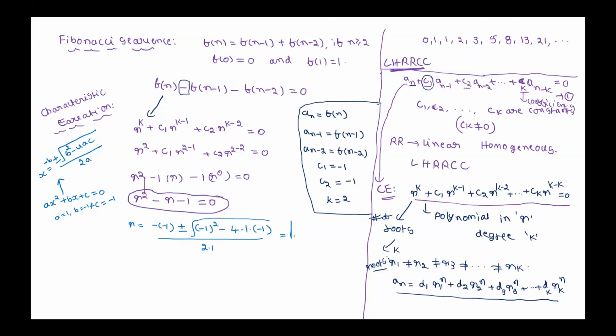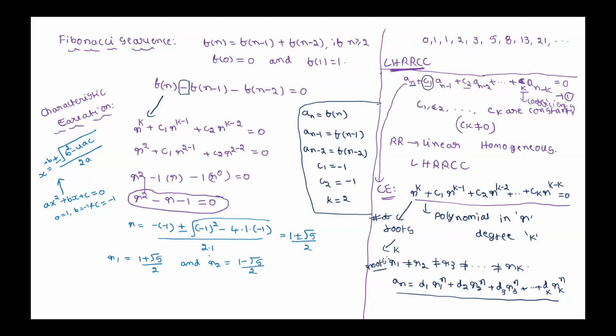This is nothing but 1 plus or minus root 5 by 2. Is that okay? Now, how many roots are there? We can call it as 2 roots. 1 plus root 5 by 2 is 1 root, and the second root, we can consider it as 1 minus root 5 by 2. There are 2 roots.